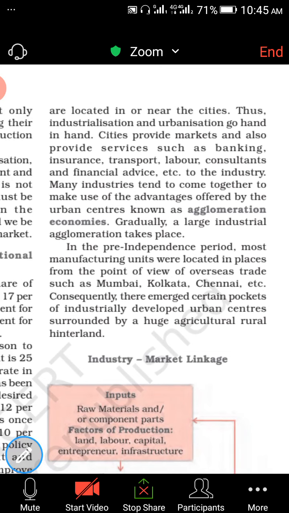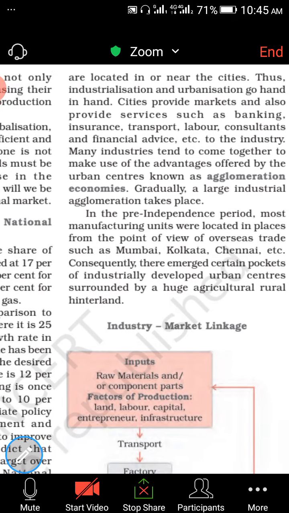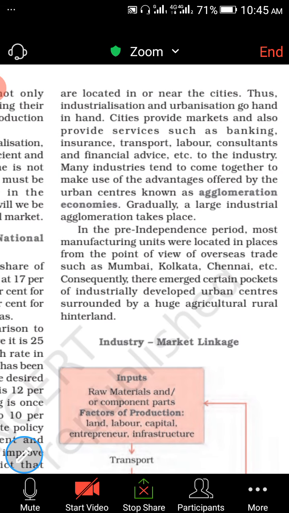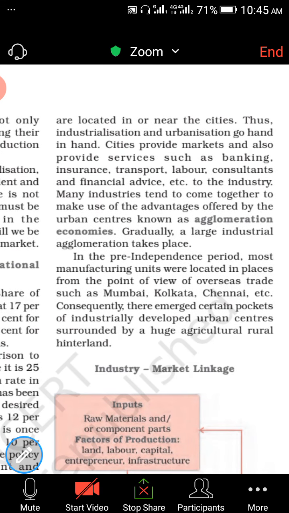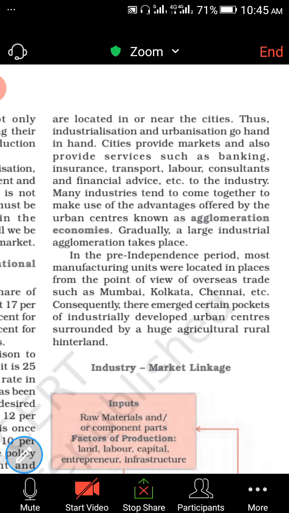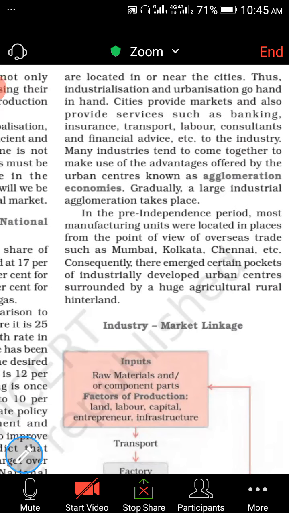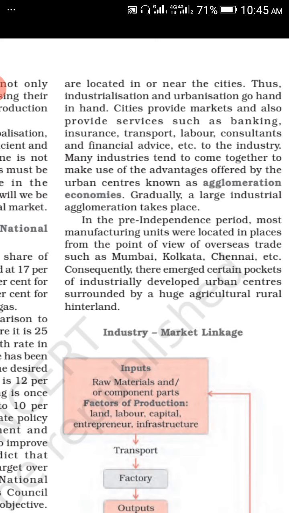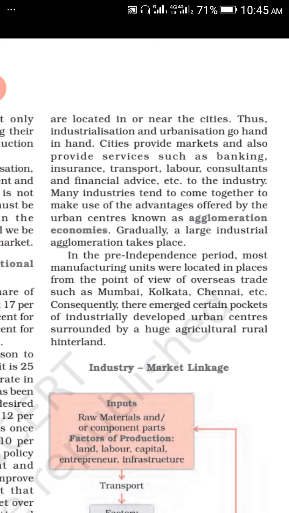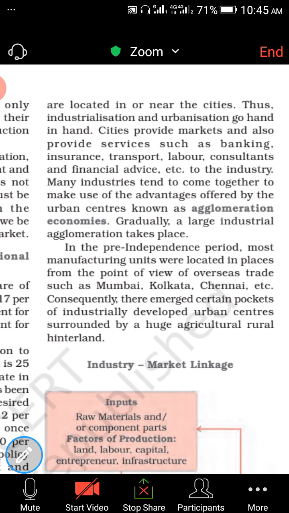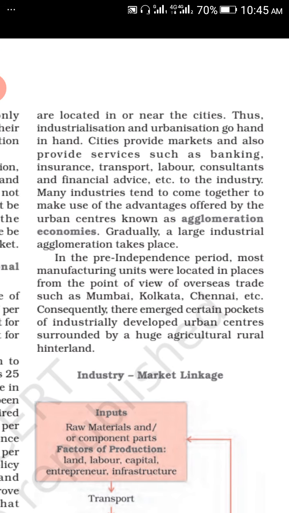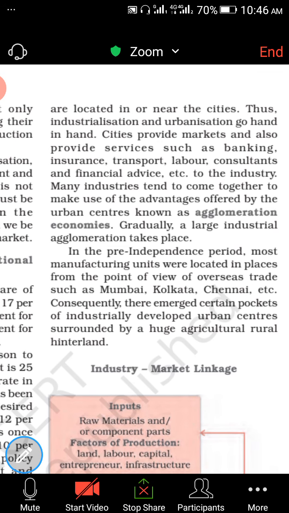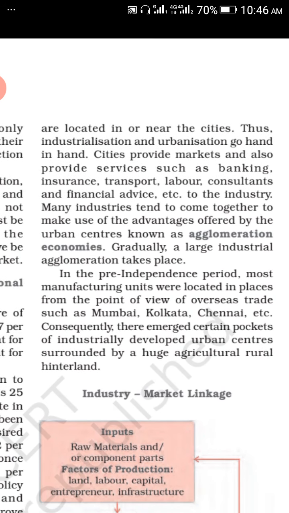Firstly, you have to know the example of Jamshedji Tata, where he first set up the industry. At which place? Yes, Jamshedpur. At that time it was known as Sakchi. You studied this in class 8. This was the place where raw material, land and labor were available, and Jamshedji already had the capital. And from there, transport was possible. So more transportation facilities were developed. And then the government provided banking facilities, insurance, transport, and financial advice also. So by this, the place developed as an urban center.